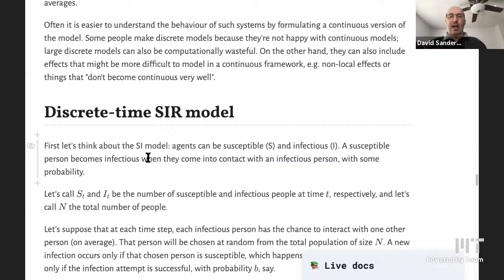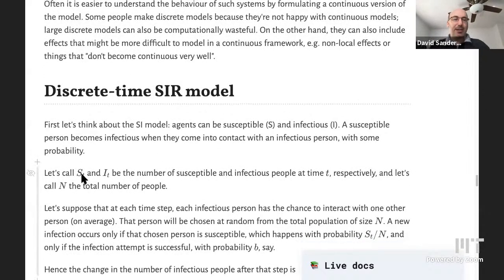You do that by being in contact with somebody who's already infectious. Let's call capital S sub t and capital I sub t the number of susceptible and infectious people at time t, and let's call the total number of people capital N. You can only be infected if a susceptible person and an infectious person meet, and with some probability, the infection gets transmitted.